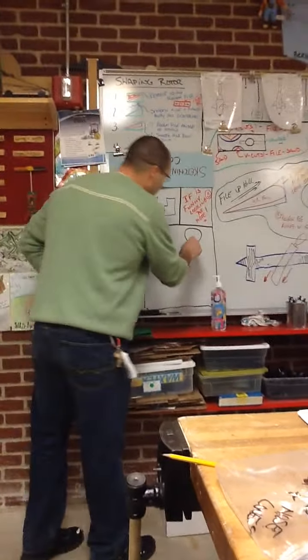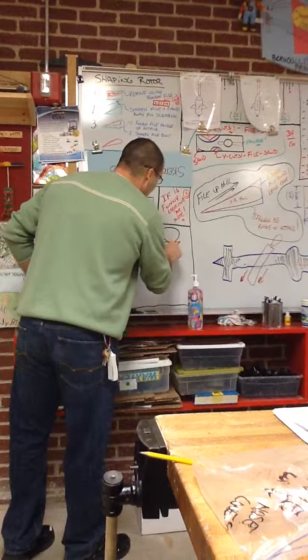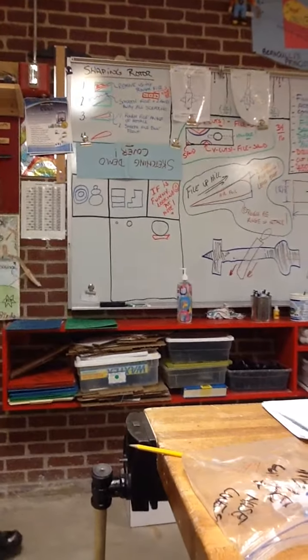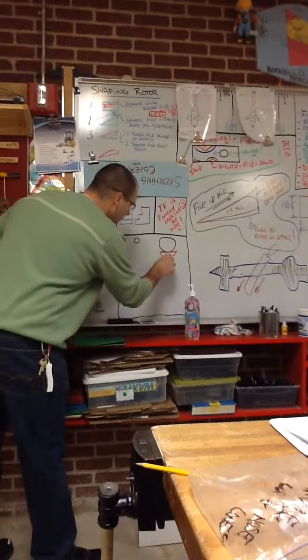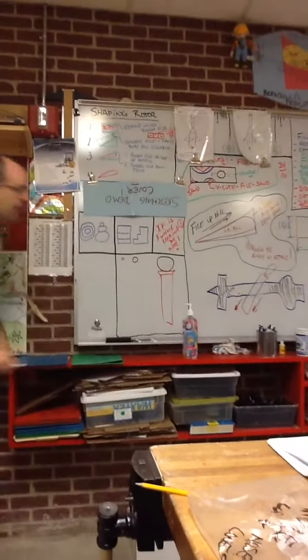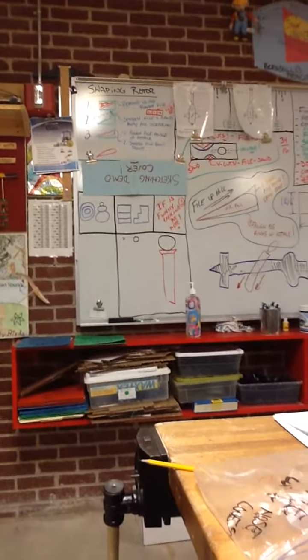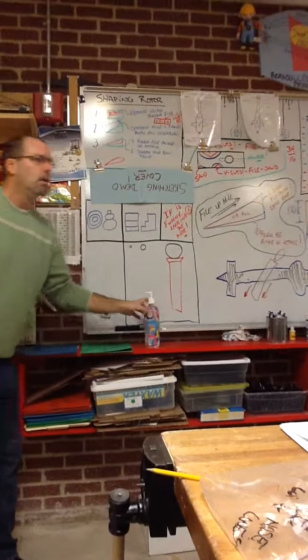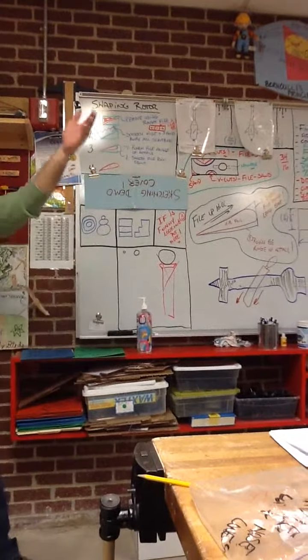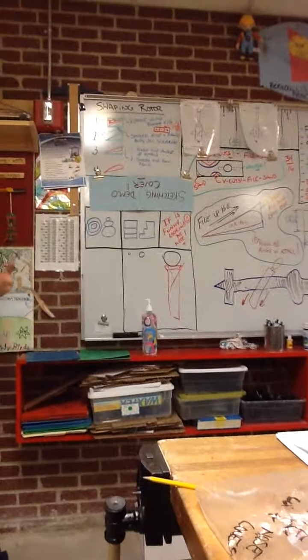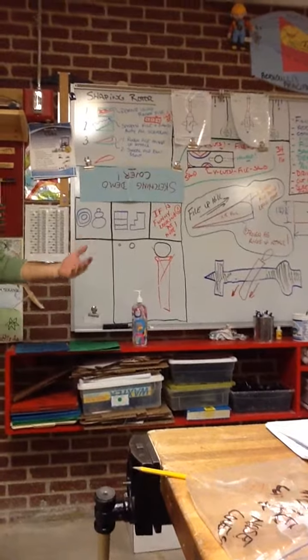The minute I draw my ball that big, now my cup has to be that big in order to look right, to be in proportion. Then I have to draw my tube that big. Now I got a problem. I'm out of paper. So what can I do? I can either cross it out, go get another piece of graph paper, or I can get a piece of paper, tape it to the bottom, and make my sketch huge.